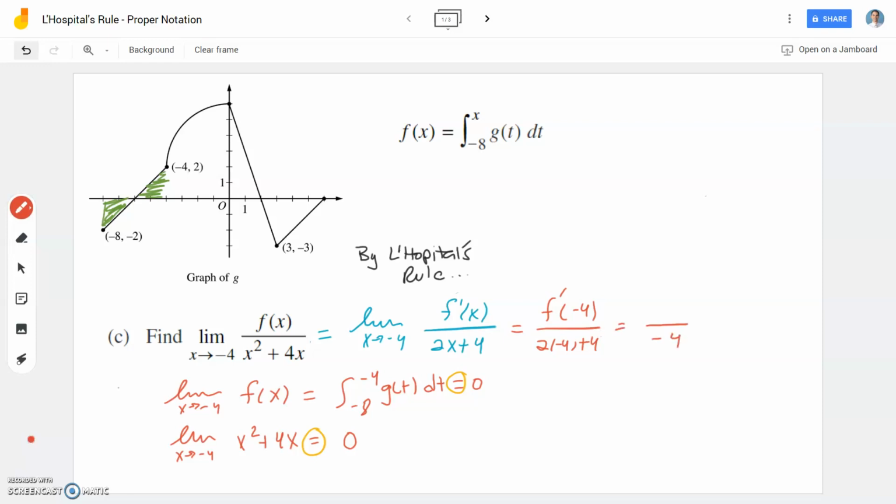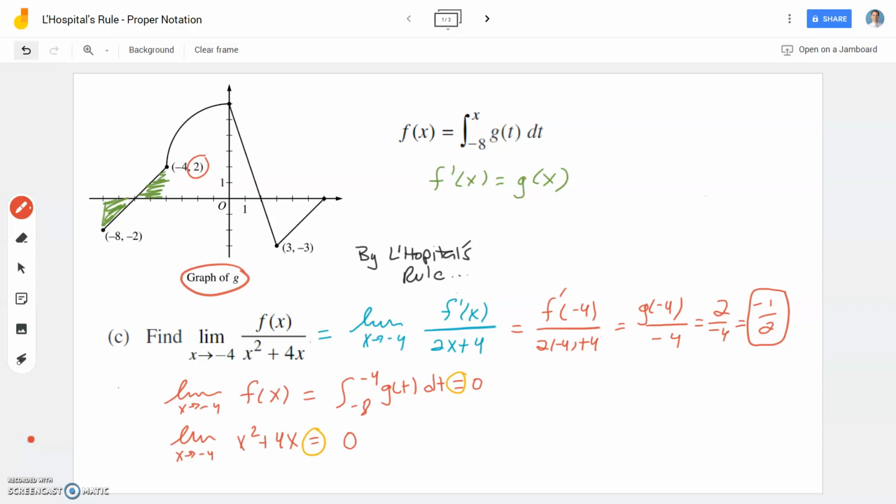That's -4. And the numerator is f prime of -4, which requires us to understand the second fundamental theorem of calculus. Of course, if we do, then we understand that f prime of x is going to be equal to g of x. And so f prime of -4 is going to be equal to g of -4. Going back to the graph, g of -4 is the output value when x is equal to -4 on the graph of g. So that's 2 over -4, which is -1/2.